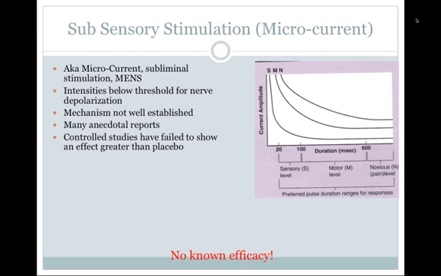But where we're talking about is the area before you hit the sensory nerve right here. Anywhere along in this area, before we've really depolarized anything that can be felt. That's called microcurrent, or subliminal stimulation, and the intensities are well below the threshold for nerve depolarization. The bottom line, in the red letters at the bottom of the slide here: known efficacy.